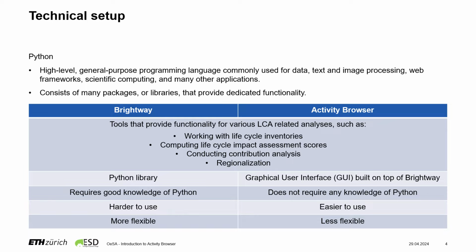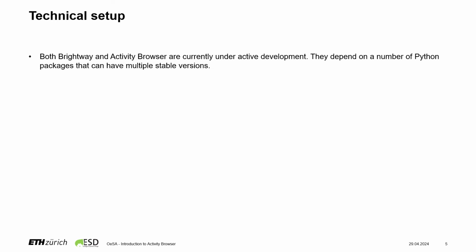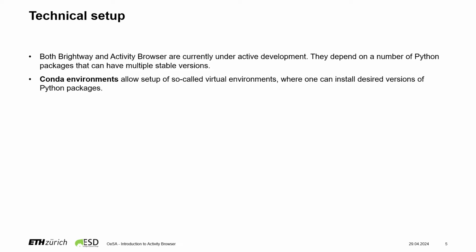And it's important to note for you to get started that both Brightway and Activity Browser are under active development at the moment. So it means that they have multiple stable or less stable versions. And they also depend on other libraries that also have multiple versions. So to be able to work with all of those libraries without any dependency conflicts, what people do is they use virtual environments. In this case, the specific tool we use is Conda environments.